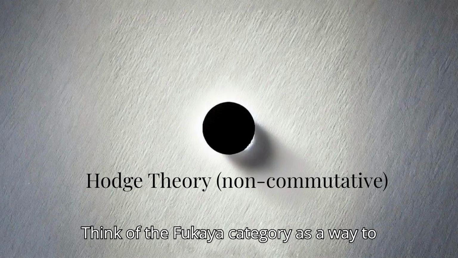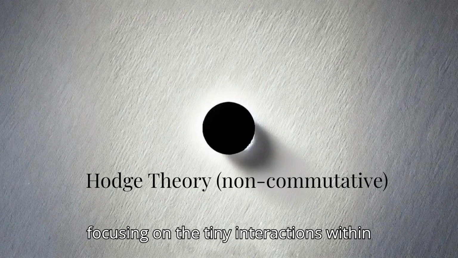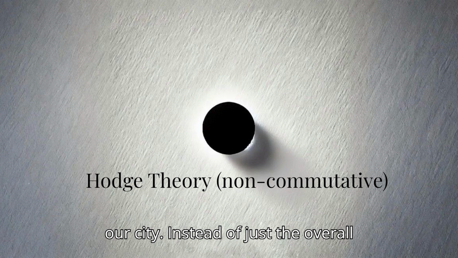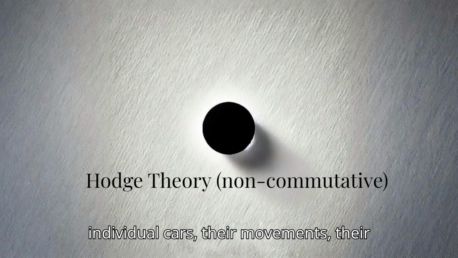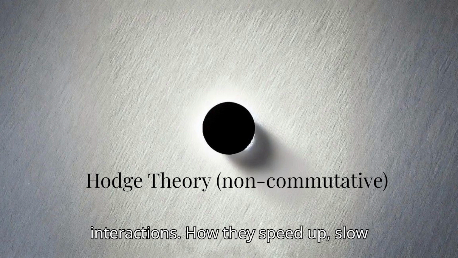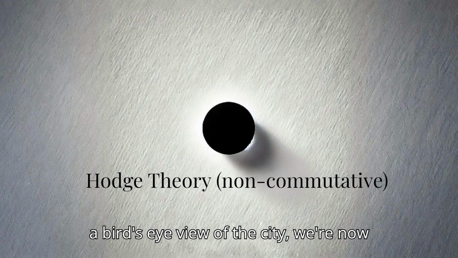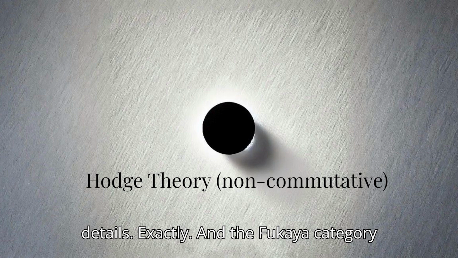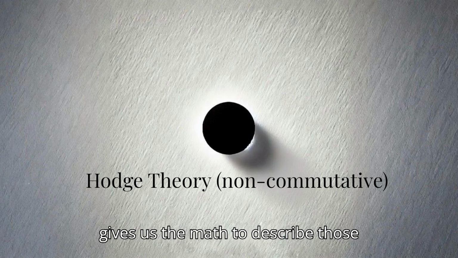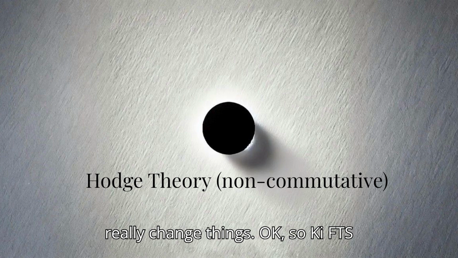Think of the Fukaya category as a way to zoom in. We're going microscopic, focusing on the tiny interactions within our city. Instead of just the overall flow of traffic, we're looking at individual cars, their movements, their interactions, how they speed up, slow down, how they affect each other. So from a bird's eye view of the city, we're now down at street level. All the nitty-gritty details. Exactly. And the Fukaya category gives us the math to describe those intricate interactions, including the fact that the order they occur in can really change things.